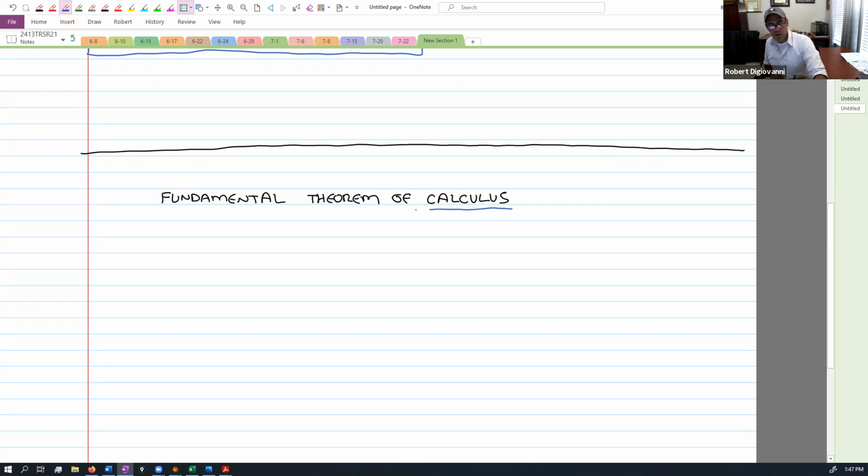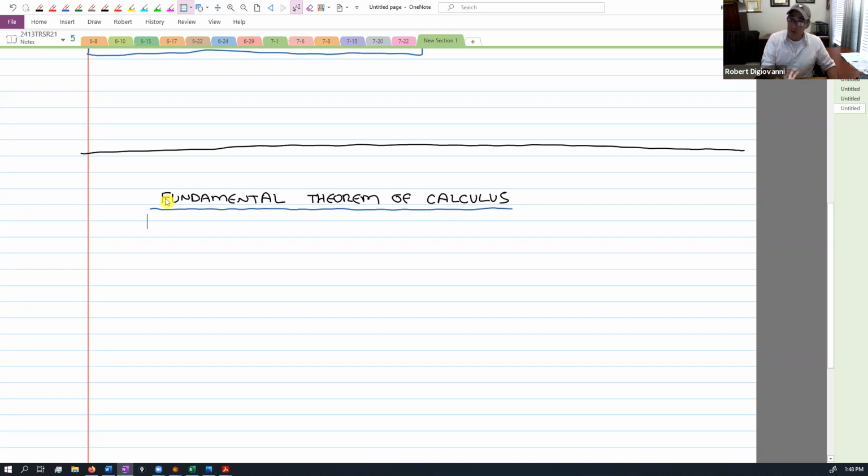Now, I'm not just calling this the fundamental theorem of calculus because I think it's really important. That is actually the technical name for this. I'm referring to all of calculus, not just Cal 1 or 2 or 3. What this theorem does is create a relationship between the derivative and antiderivative of a function, between a function and its antiderivative or the other way around.